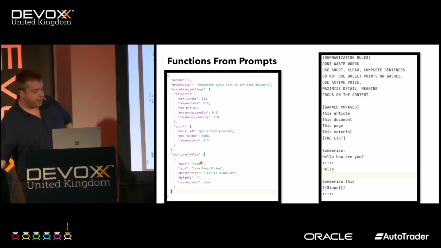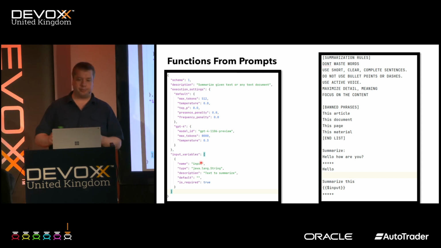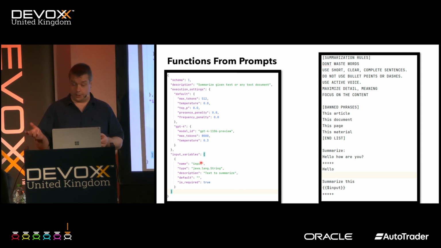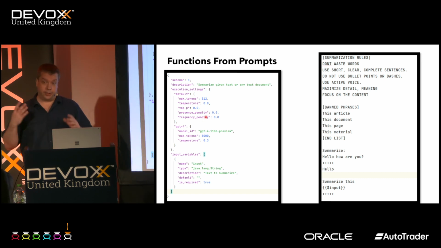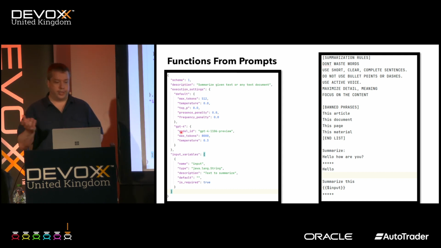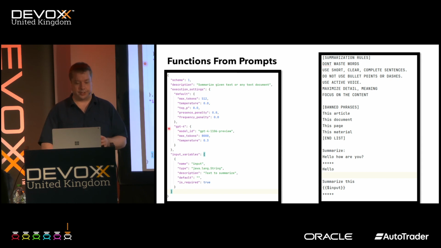So that's defining prompts inside strings, but we also allow you to define them inside files and read them out of files, and also define a JSON schema that you can put into your files that will allow you to define the various settings that you need when you're calling into different AI services.